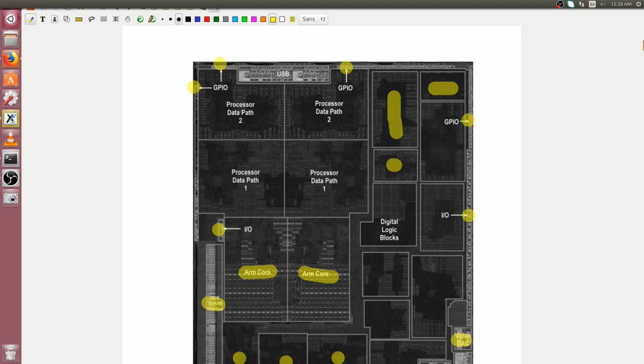Let's see. Maybe this. So that's super pipelined. Let's see, superscalar architecture picture. Okay.